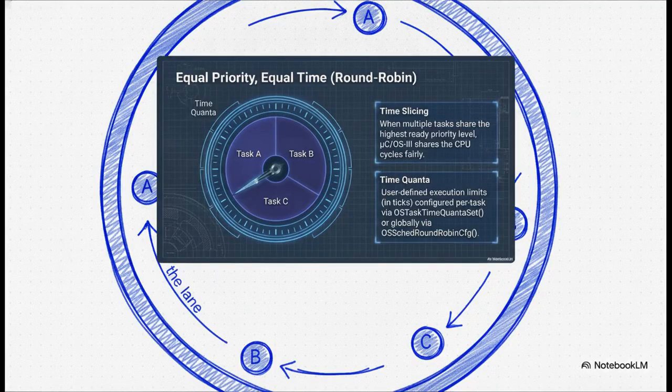So how do we solve the starvation problem, especially among tasks that share the exact same priority level? Schedulers use this really beautiful concept, the round-robin clock. Instead of one task just hogging the lane, every task gets an equal, fixed time slice, which is also known as a time quantum. The scheduler literally goes around in a circle, giving task A a few microseconds, then task B, then task C, and then boom, right back to A.